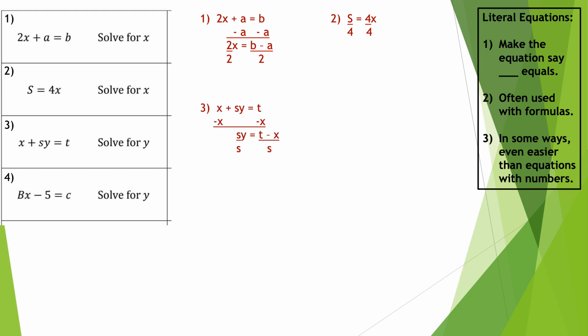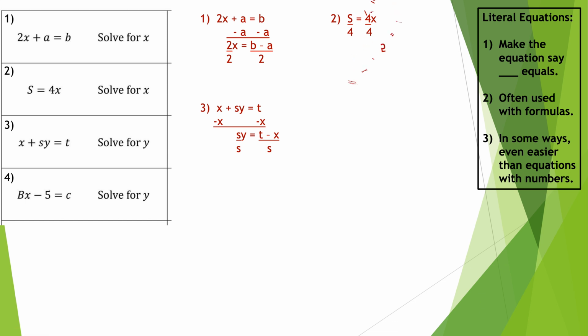All right. So I want to solve for y, which means I want to get y all by itself. My first step is to subtract x from both sides, okay? And once I'm done subtracting x from both sides, I then have to divide by s. That gets y by itself. Again, the s's cancel each other out. And I get y equals t minus x over s.